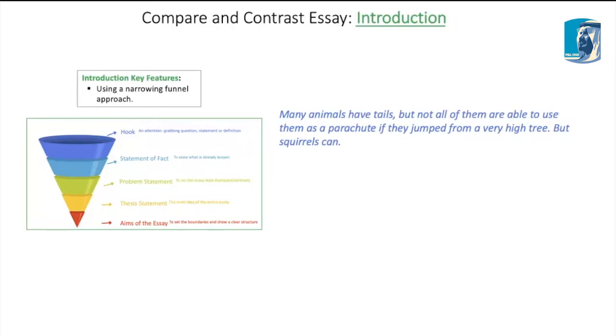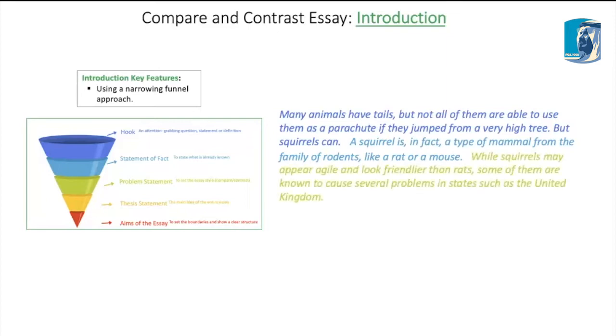Many animals have tails, but not all of them are able to use them as a parachute if they jump from a very high tree, but squirrels can. A squirrel is in fact a type of mammal from the family of rodents like a rat or a mouse. While squirrels may appear agile and look friendlier than rats, some of them are known to cause several problems in states such as the United Kingdom.